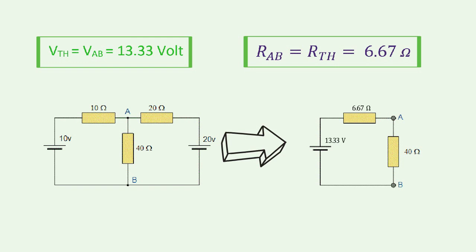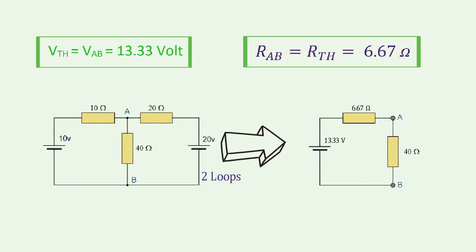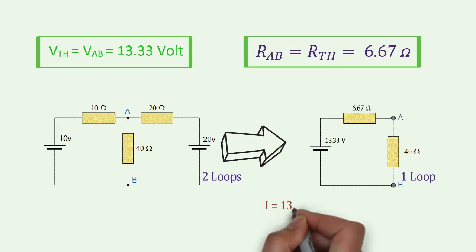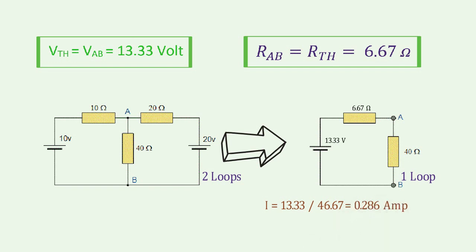Finally, it can be seen that the two-loop circuit has now been converted into a single loop. By using the KVL loop equation, the current through the load resistance can be found. Here, in our case, it is 0.286 ampere and the voltage across this load resistor is 11.44 volts. Let's make the concept sharper with another example.